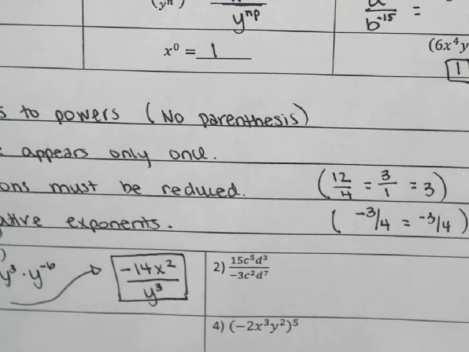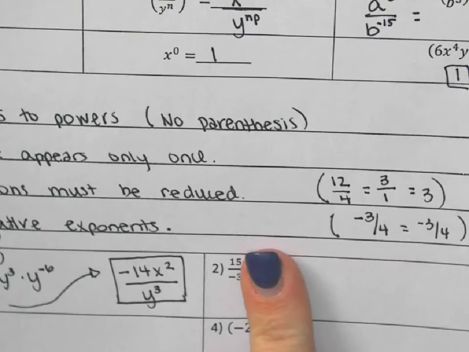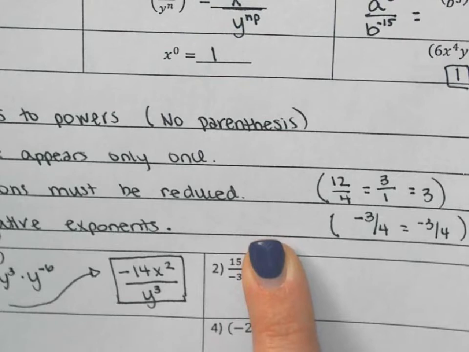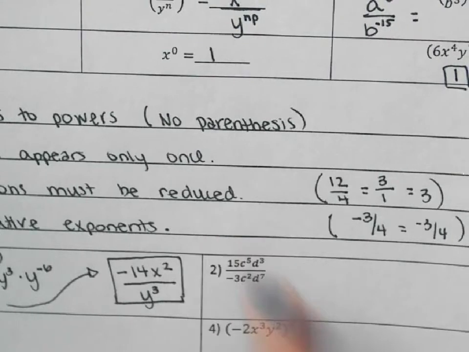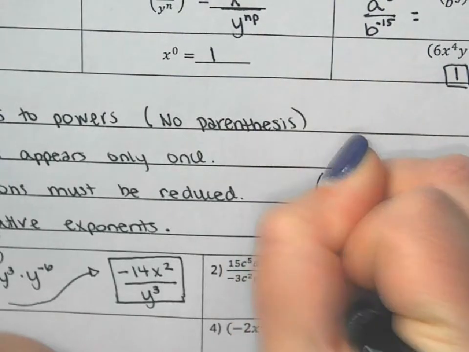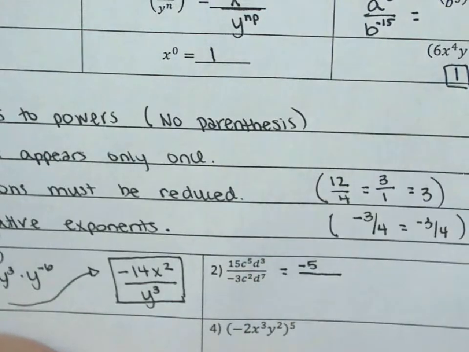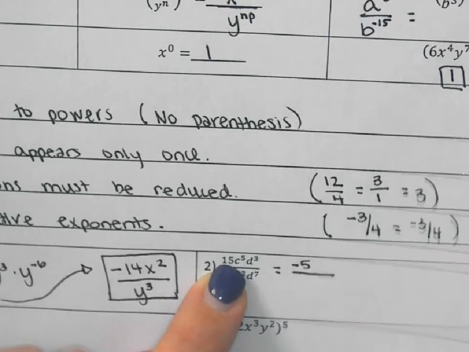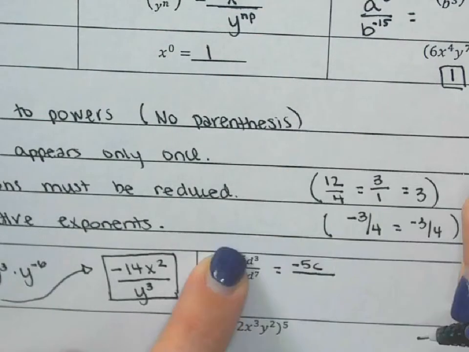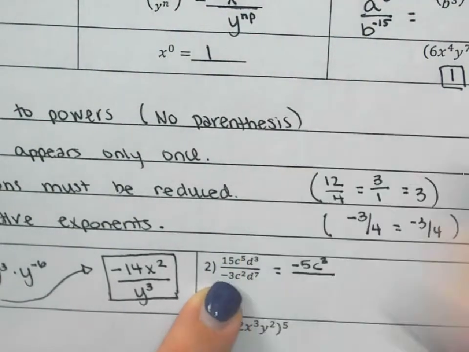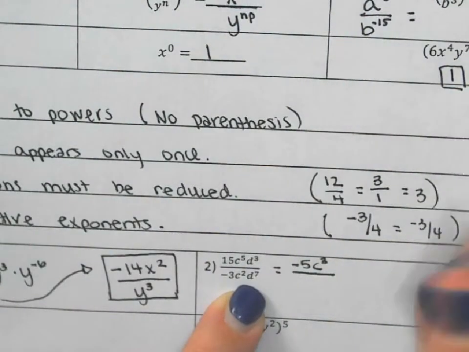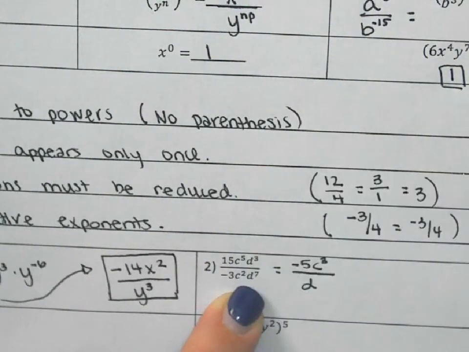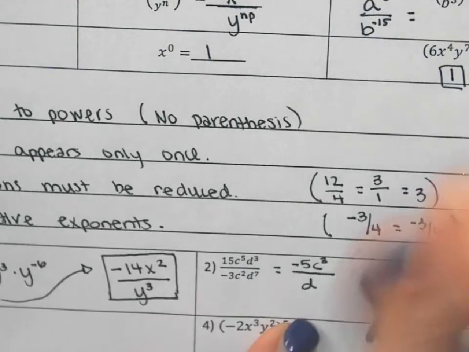Okay. Number 2. The first thing I'm going to look at is the 15 over negative 3. That is a fraction that can be reduced. So 15 over negative 3 is negative 5 over 1, or just leave the negative 5 on top. The c's, there's more of them on top, so I'm going to leave the c on top, and 5 minus 2 is 3. The d's, there's more of those on the bottom, so I'm going to leave it on the bottom, and 7 minus 3 is 4.